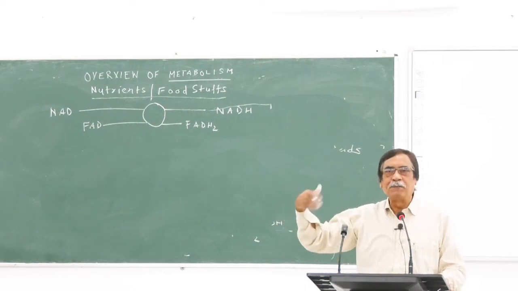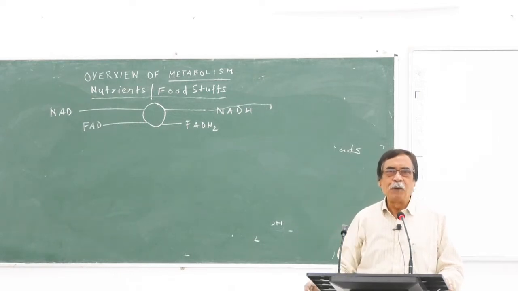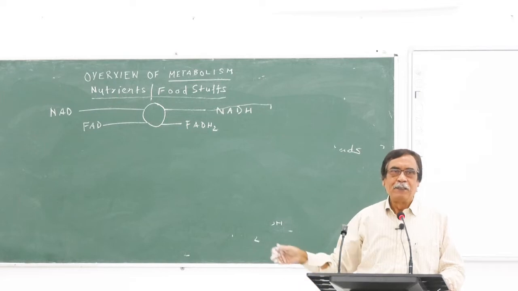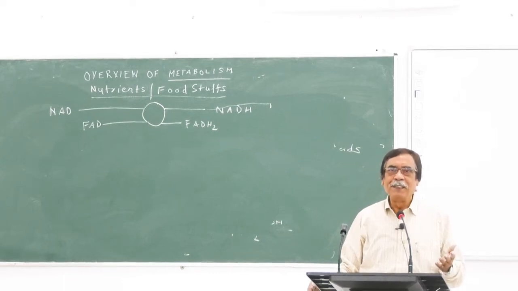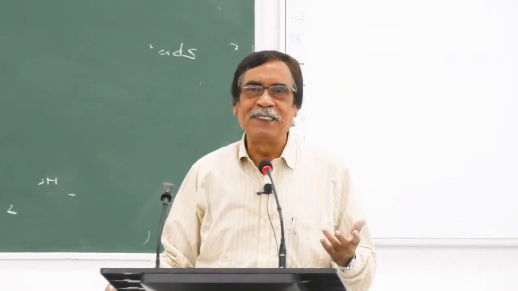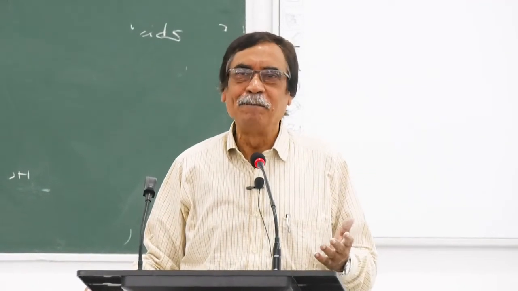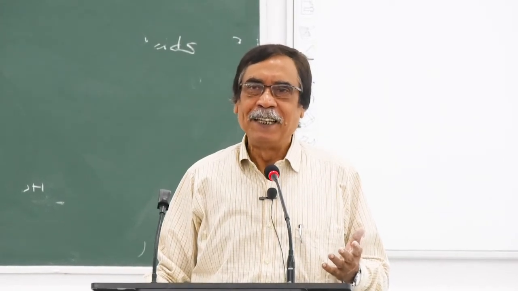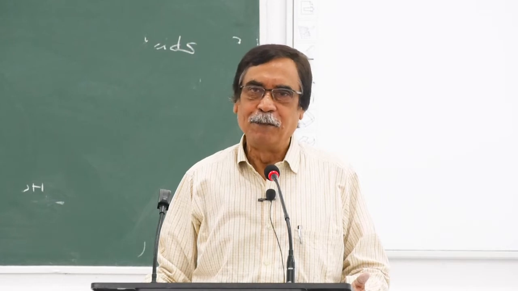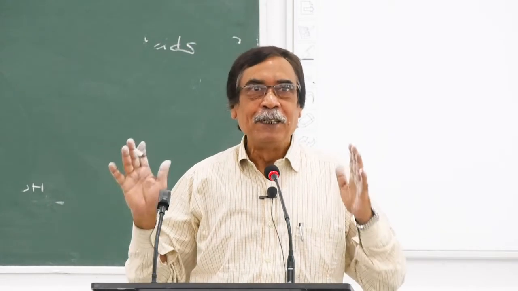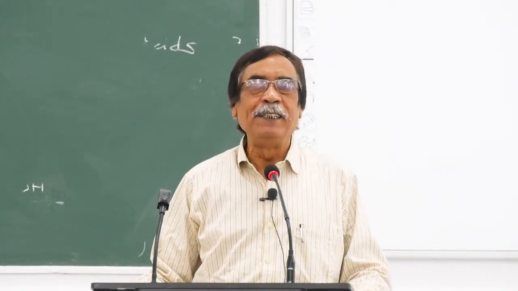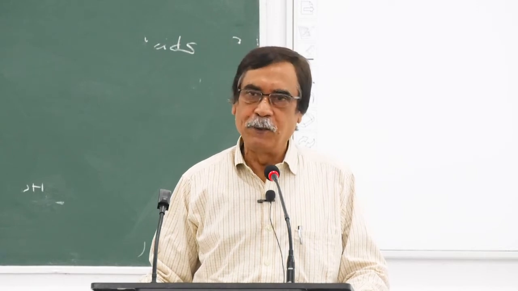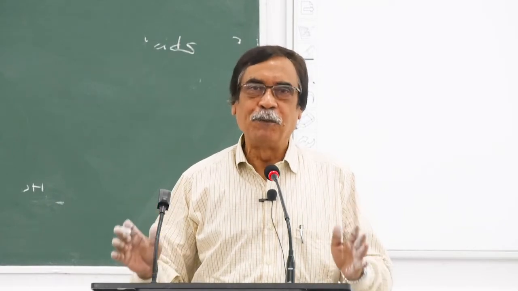If NAD and FAD are continuously used to operate the Krebs cycle and beta oxidation, and if NAD and FAD are exhausted, then a time will come when there will be no Krebs cycle, no beta oxidation. But nature has made provision to regenerate NAD from NADH and FAD from FADH2. Nature has made a process by which NADH will be converted to NAD and FADH2 will be converted to FAD, and that process is the oxidative phosphorylation.